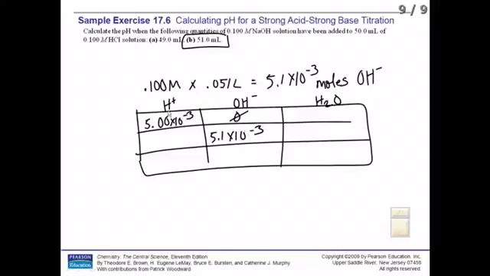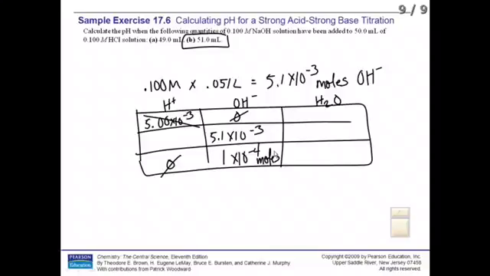And now, look at this. All of this is going to be gone. And you'll have a little bit of this guy left over, right? So, what is 5.1 E negative 3 minus 5e negative 3? It is 1 times 10 to the negative 4. And remember, this is moles, just like it was before.